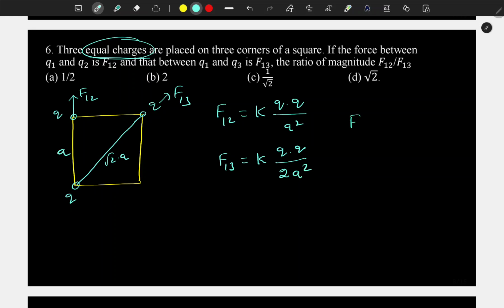So if we divide these two, F12 divided by F13 is equal to K Q Q divided by A square, divided by K Q Q divided by 2A square. So that's why we'll get 2 as the answer. Option B is correct. So this is about the first 6 questions in this.